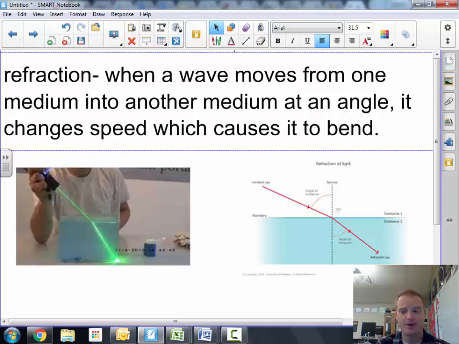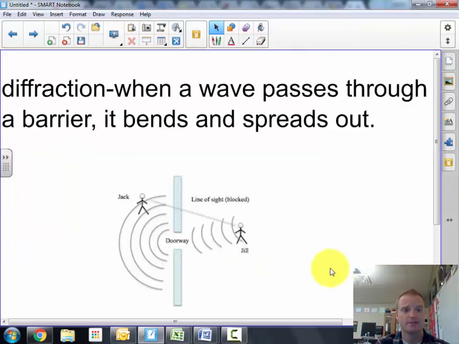So we have reflection, we have refraction, and we have diffraction. Diffraction is when a wave passes through a barrier, it bends or spreads out. This is particular to sound waves. Here's Jill, looking for Jack, trying to yell through the doorway. Even though they can't see each other, those sound waves will carry and bend around that barrier, or diffract, so that Jack can hear it.